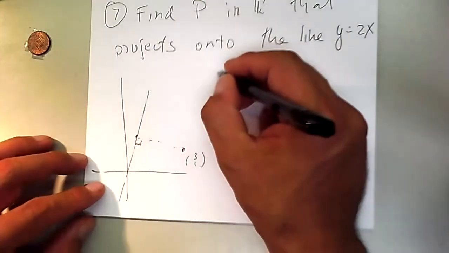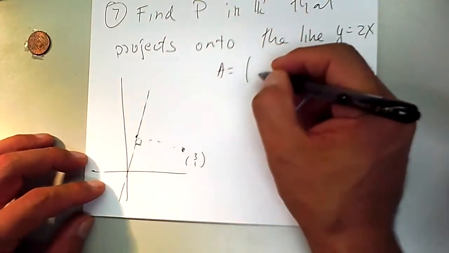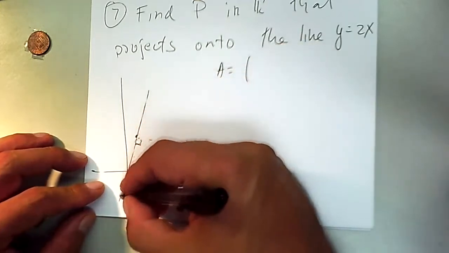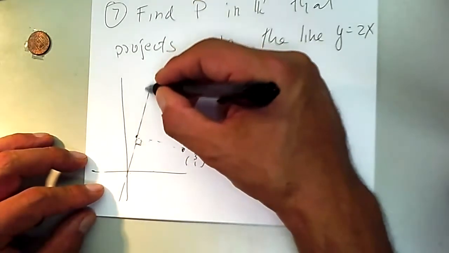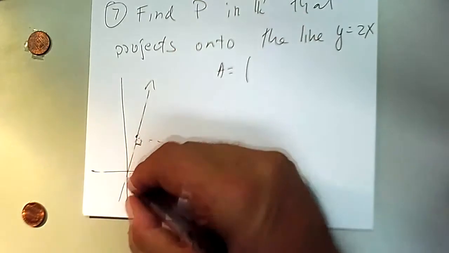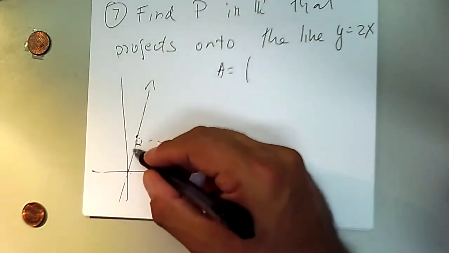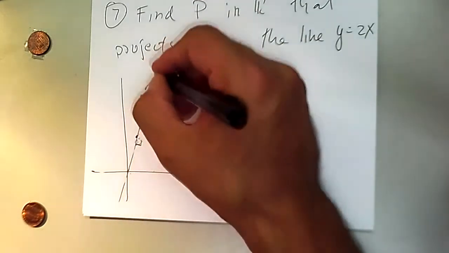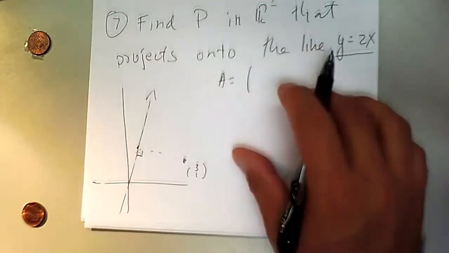So A, in this case, is going to be the single, remember, A is the one that produces this. So we need one point on the line. And so if the slope is 2, I did have it here, y equals 2.